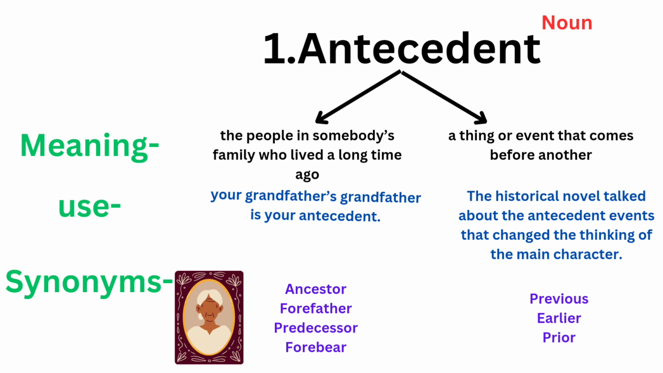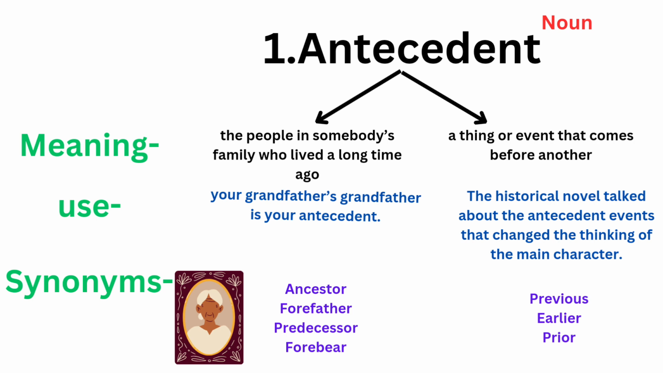Second meaning of antecedent is a thing or event that comes before another. We can use antecedent in this context in a sentence like: the historical novel talked about the antecedent events that changed the thinking of the main character. Synonyms of antecedent in this context are previous, earlier, and prior.